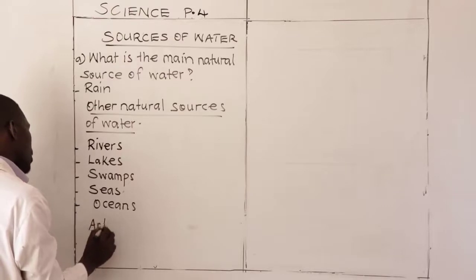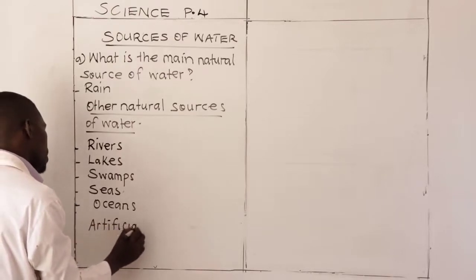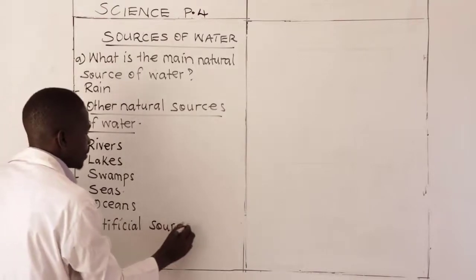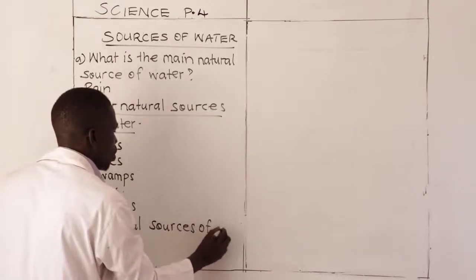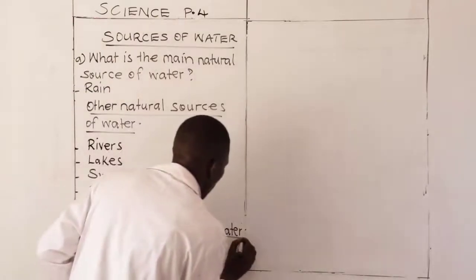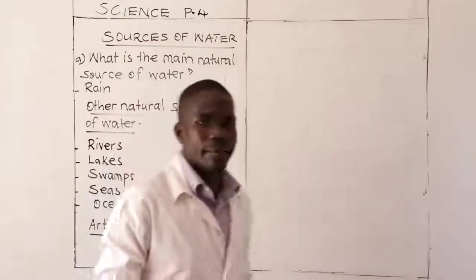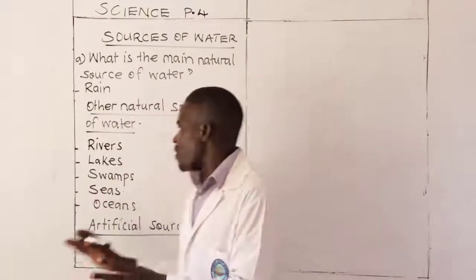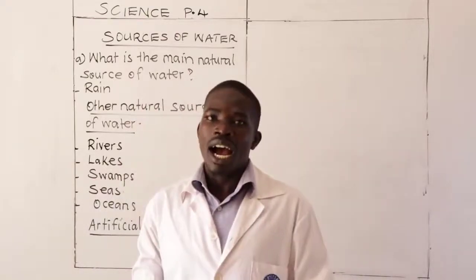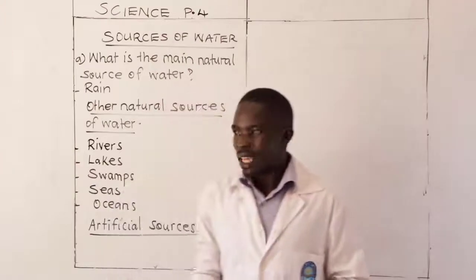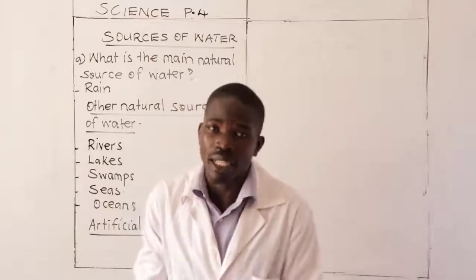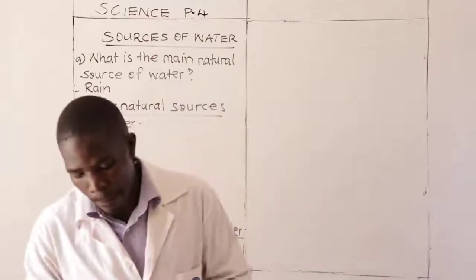What of the artificial sources of water? Artificial sources of water, we call them artificial, or they are man-made. There are very many man-made sources of water, dear my primary 4 students who are there at home. There are very many artificial sources of water where we get water when they are man-made.